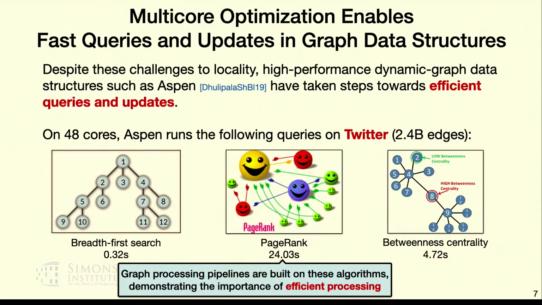And this is just an example of how fast Aspen, which is something that I did not make, can run these queries on Twitter. It can do breadth first search in 0.3 seconds, PageRank in 24 seconds, and betweenness centrality in 4.7 seconds. And this is already really fast, like this is several seconds. But of course, we're always interested in engineering things to make them faster, because the graphs are getting bigger, and you might often want to chain several of these algorithms together in some sort of analysis pipeline.